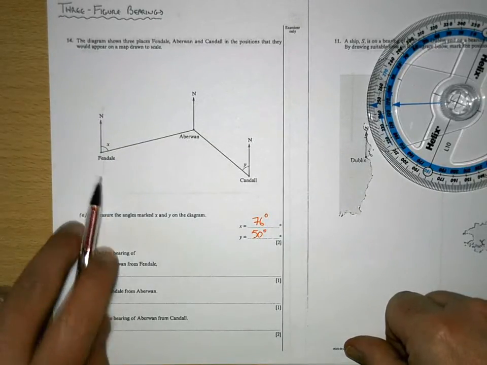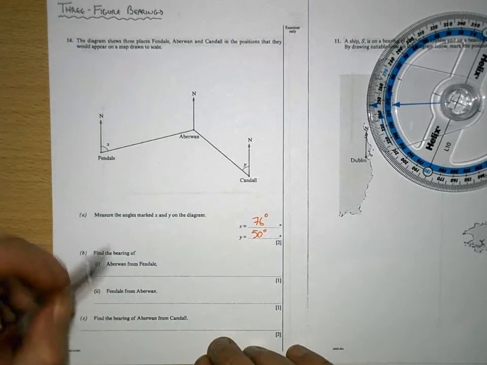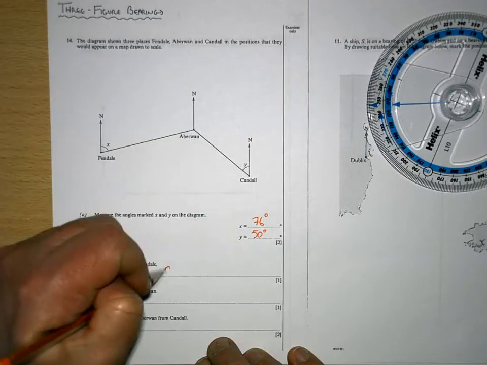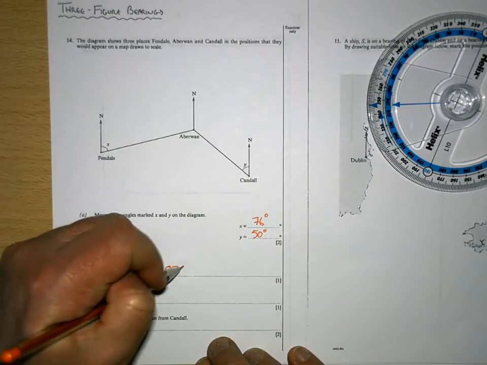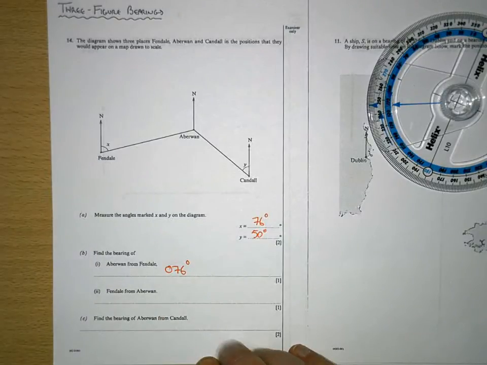But bearings are given as 3 figures, so if the angle is less than 100 degrees you would write that with a 0 in front of it. So the bearing of Aberwan from Ferndale is 076 degrees.